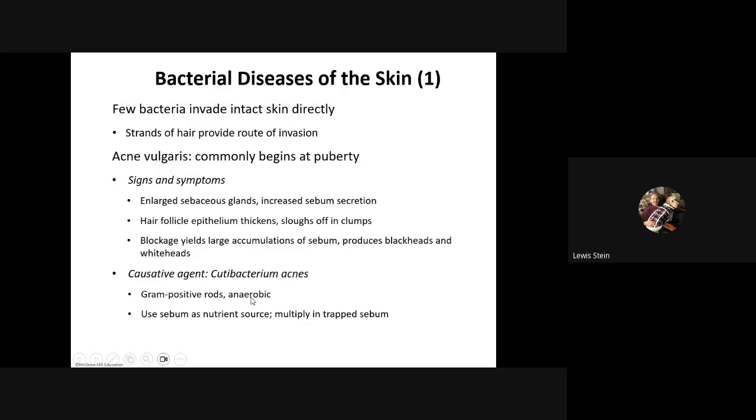Gram-positive rods, anaerobic because they get trapped in there. And when they get trapped, they use the sebum as a nutrient source. And again, certain people are more predisposed to it than others. I mean, it's an ongoing problem. We're always going to have difficulty. Again, I think there's a hereditary part of it. There's a lot of good ways to treat it, and many of them are very successful.